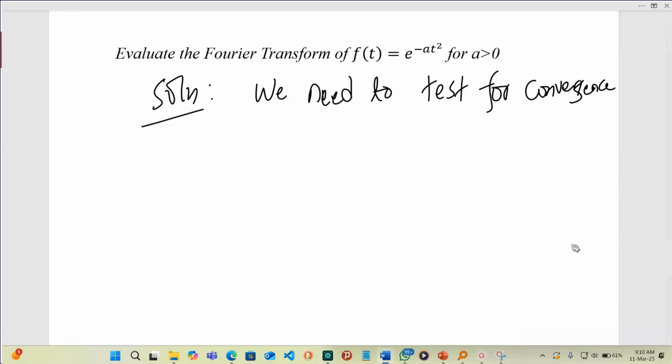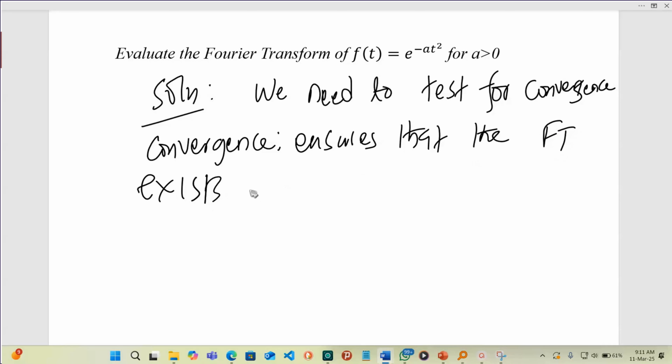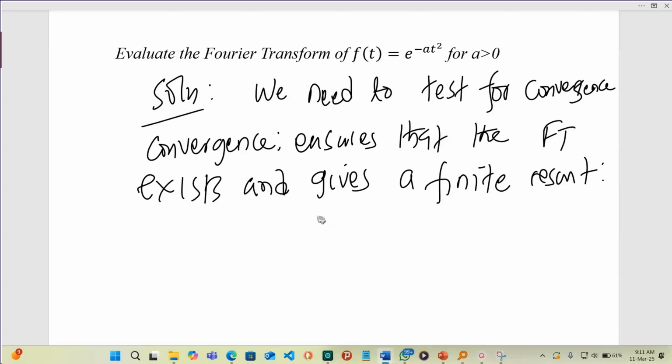So if I write the Fourier transform of f of t is equal to exponential negative a t squared for a greater than 0, we need to test for convergence, because if this function does not converge, it gives useless outputs. Convergence ensures that the Fourier transform exists and gives a finite result. So for that matter, let's test.